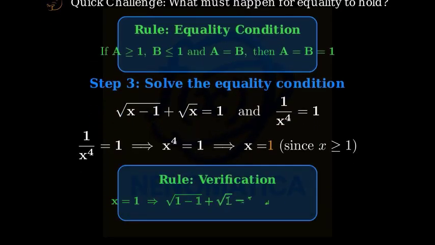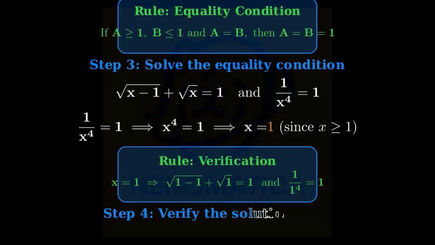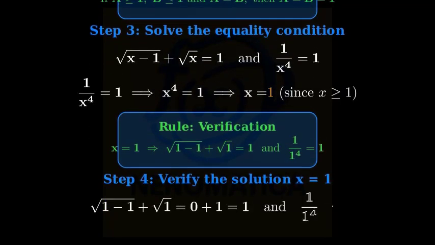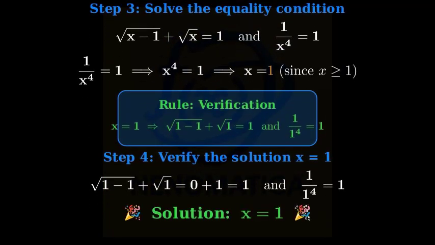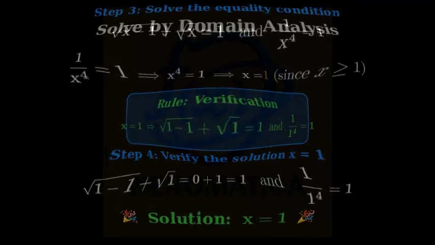Step 4. Verify in the original equation. Substitute x equals 1. The left side becomes square root of 0 plus square root of 1, which is 1. The right side is 1 over 1 to the fourth, which is also 1. Both sides match, therefore x equals 1 is valid. We will show the problem as an example.